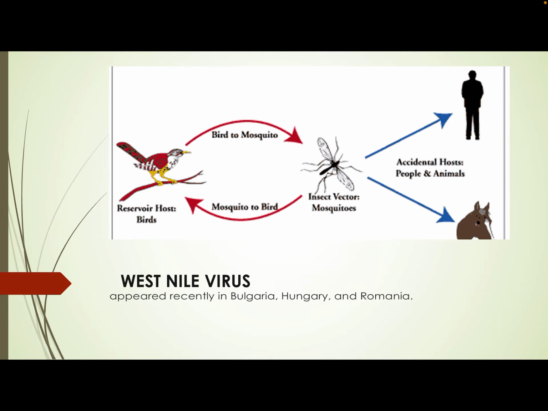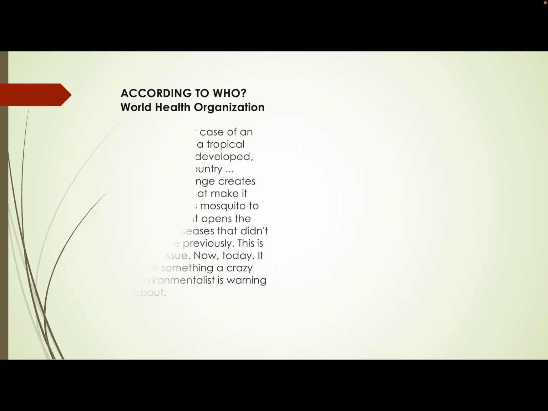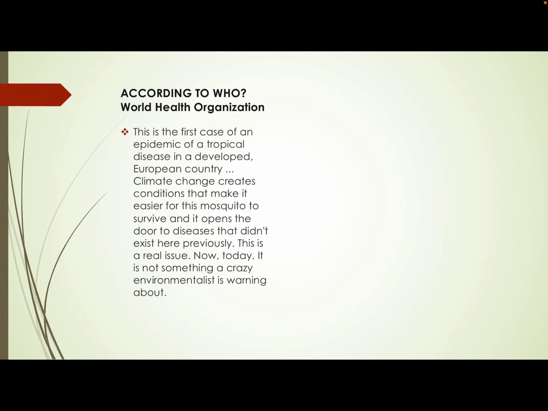West Nile virus appeared recently in Bulgaria, Hungary, and Romania. According to WHO, the World Health Organization, this is the first case of an epidemic of a tropical disease in a developed European country. Climate change creates conditions that make it easier for this mosquito to survive, and it opens the door to diseases that didn't exist here previously. This is a real issue. Today, it is not something a crazy environmentalist is warning about.